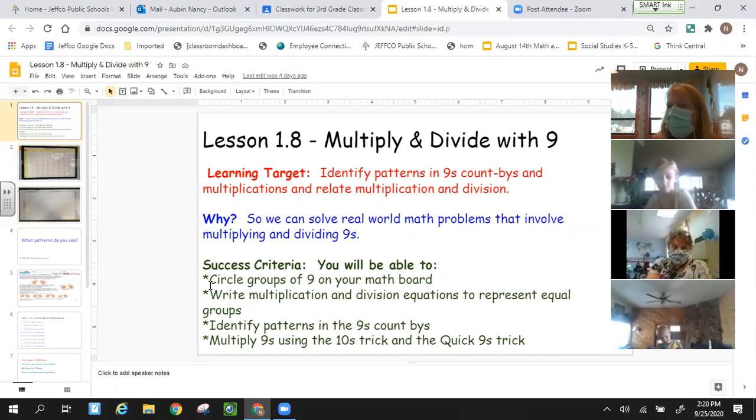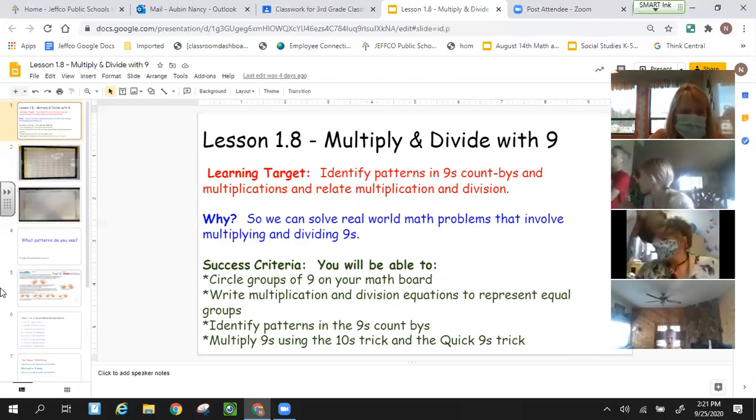Counting by nines. Wow. 9, 18, 19, 20, 21, 22, 23, 24, 25, 26, 27, 28, 29, 30, 31, 32, 33, 34, 35, 36. You see what I mean? It's not as easy as saying 2, 4, 6, 8. It's tougher. So we have some tricks to help us today.